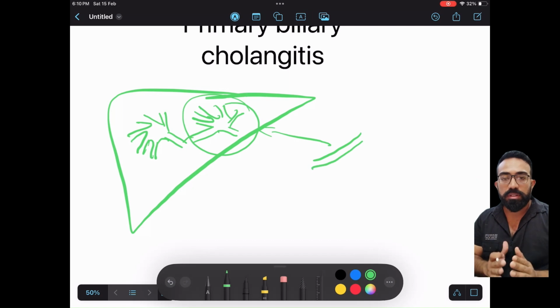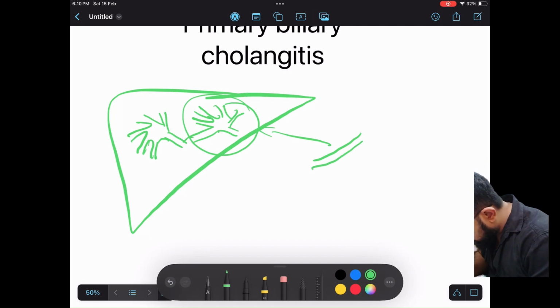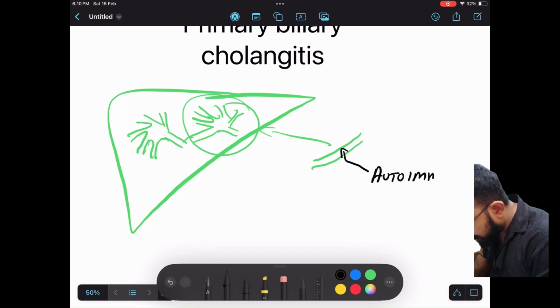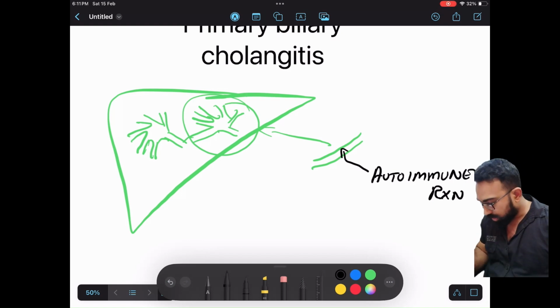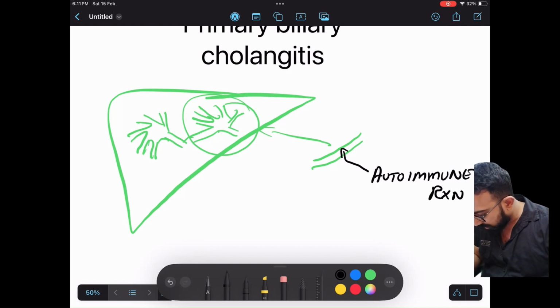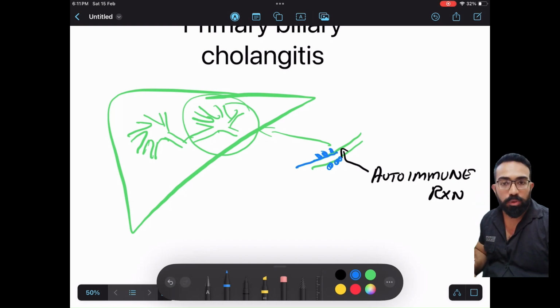Now if there is an autoimmune reaction against this small duct, what is going to happen? The autoimmune cells are going to come here. If these are the autoimmune cells, they are going to destroy this area. Then there is going to be fibrosis over here. This area is going to get fibrosed.